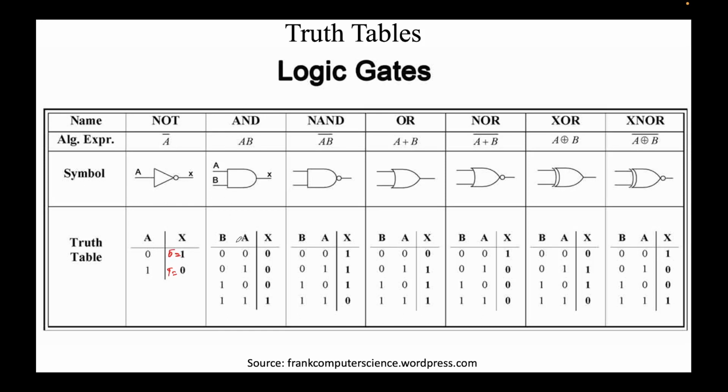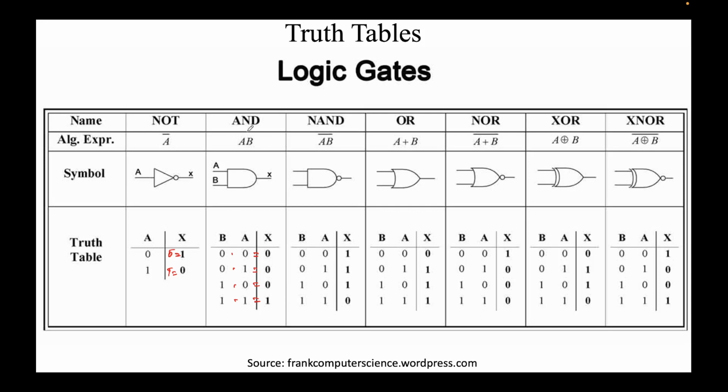The AND gate has two inputs, A and B. So the possible combinations are 0 0, 0 1, 1 0, and 1 1. And X is nothing but A times B. So we know that 0 times 0 will be 0, 0 times 1 will be 0, 1 times 0 will be 0, and 1 times 1 will be 1. Similarly, you can do it for the OR gate and any other gate. The interesting thing is that the NAND gate, I told you, is AND followed by a NOT. So if you invert this 0, you'll get 1. Invert this 0, you'll get 1. Invert this 0, you'll get 1. Invert this 1, you'll get 0. That's how we get the NAND gate.